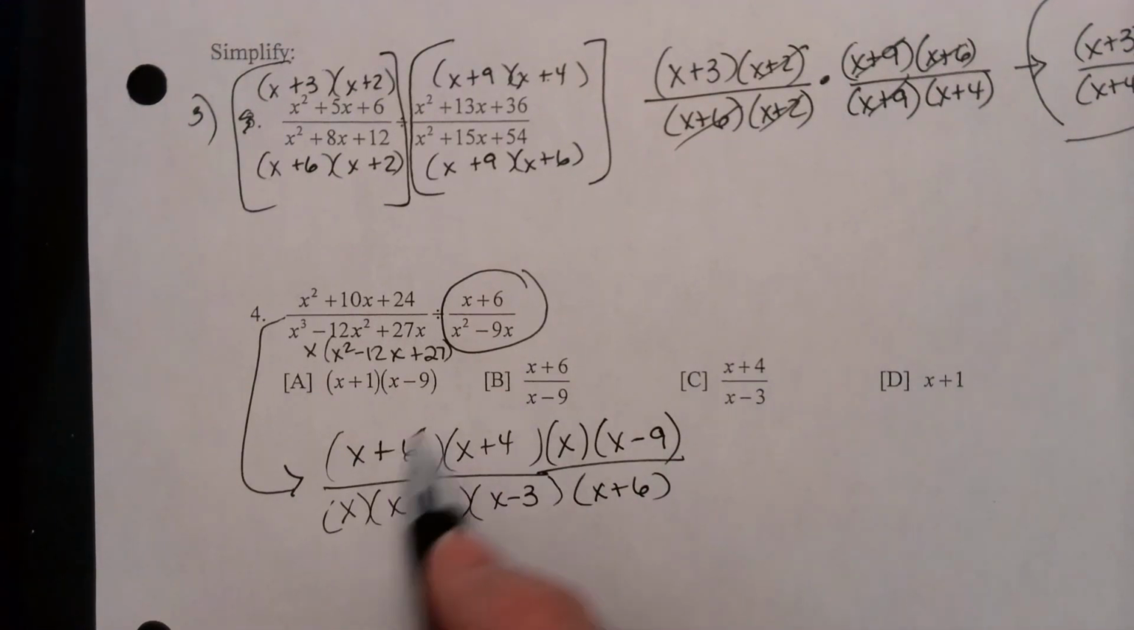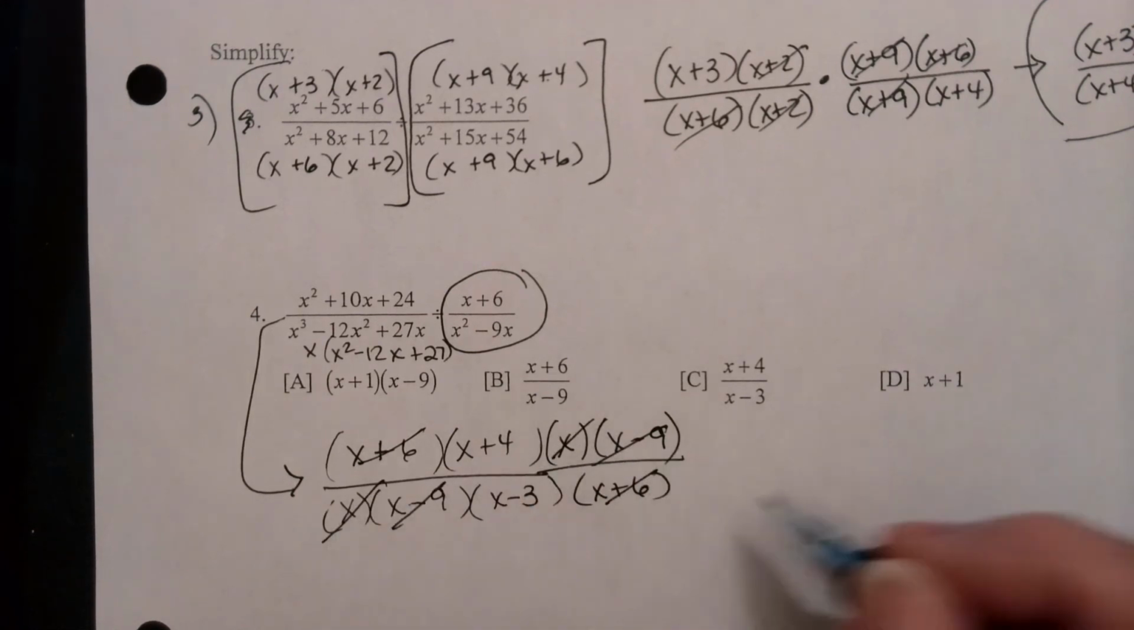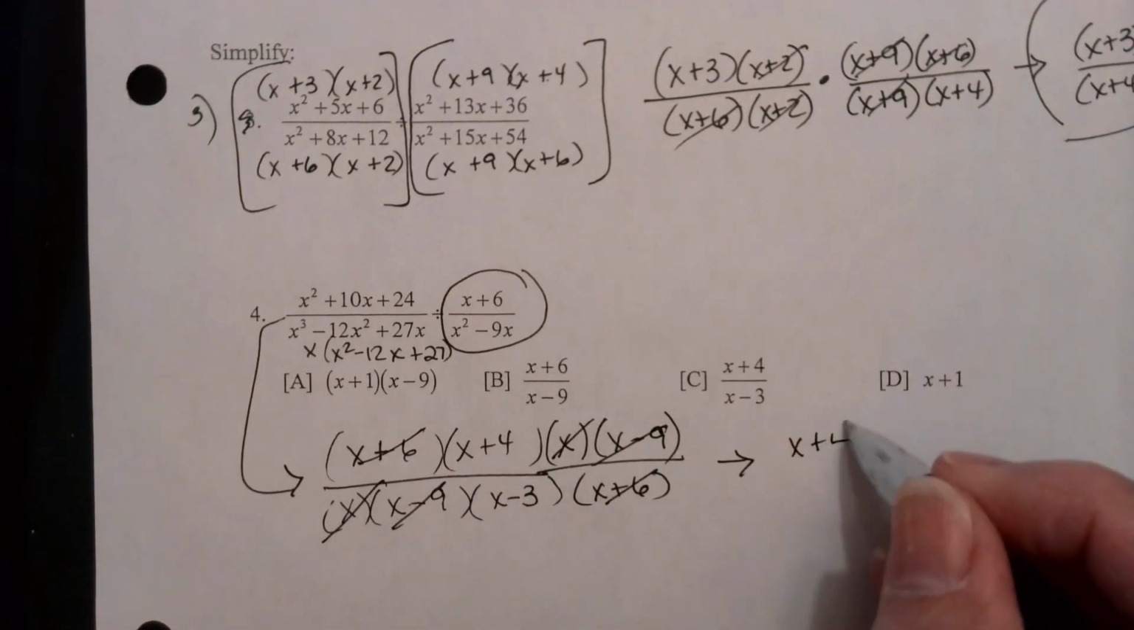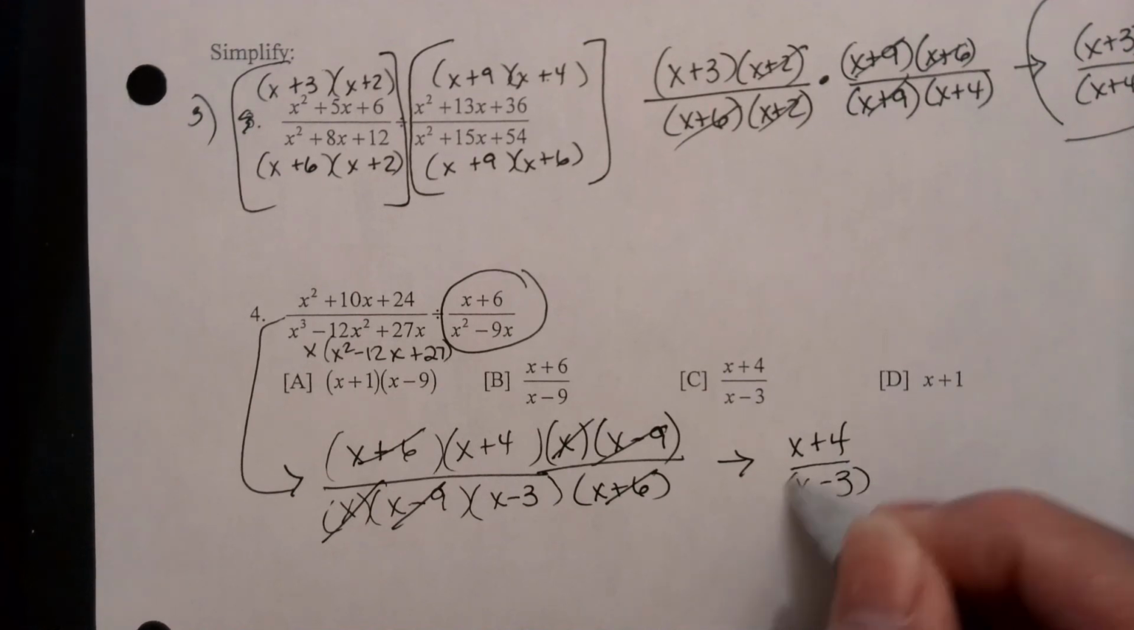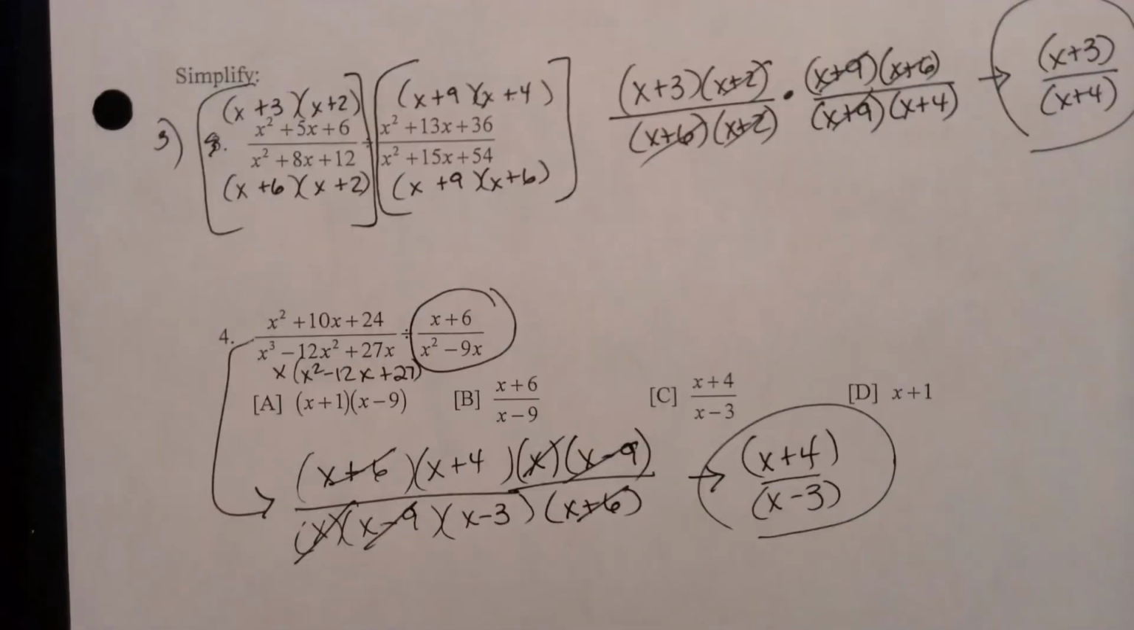Okay, let's see what we can cancel. That one cancels, that cancels that, and I get x plus 4 over x minus 3. Okay? Hopefully that's helpful.